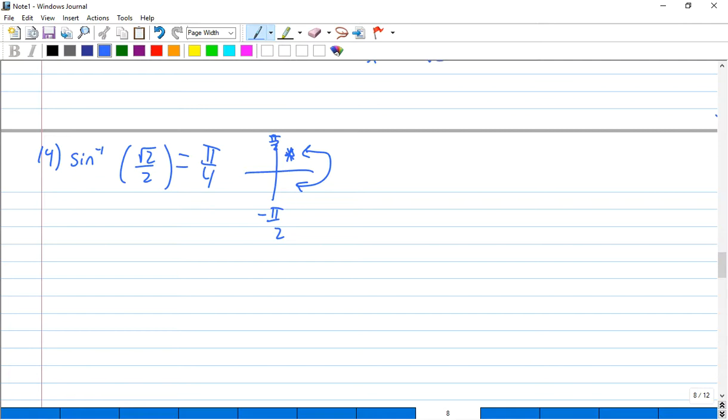Now, if this would have been the inverse sine of negative square root of 2 over 2, then you would have got negative pi over 4.